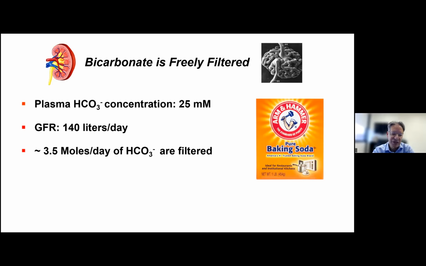So if you want to think of it pictorially, every day your kidney is absorbing an entire box of baking soda every single day.